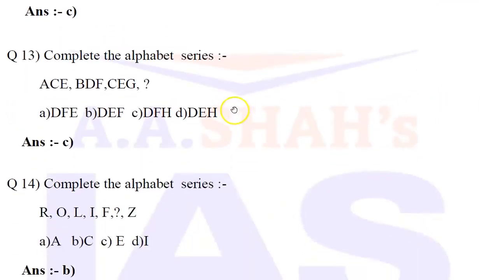Now the 13th question. Complete the alphabet series. You have A, C, E, comma, B, D, F, comma, C, E, G, comma, dash. So now if you observe here, you have an A here, B here, C here. Then definitely the first alphabet would be D. But all the 4 options are D here, so you cannot choose a correct option.